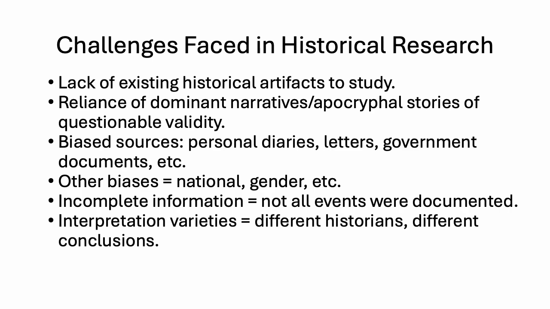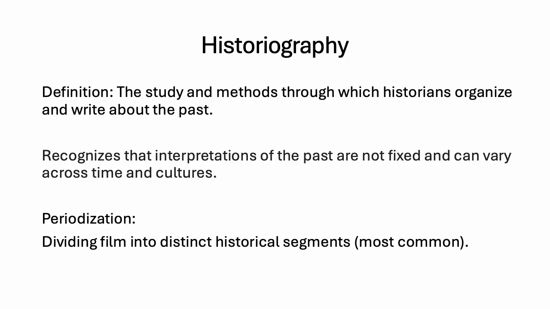And this is one of the things that we need to look at with the concept of historiography, the main topic of this particular unit. So historiography is defined as the study of methods through which historians organize and write about the past. Let's now take a look at some of the different types of film historiography.